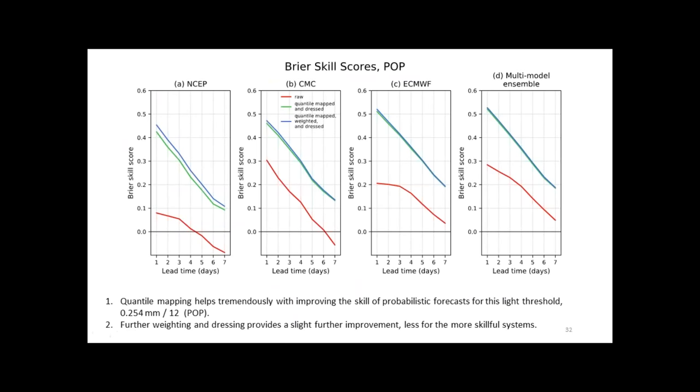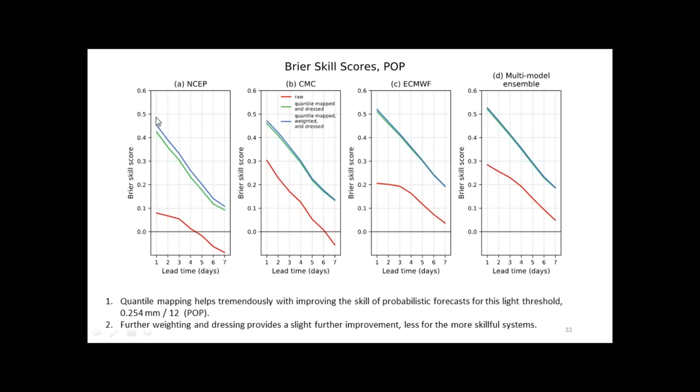So going to the results here. First of all, the skill scores of the resulting precipitation forecasts, the blue line, are after the whole process. First of all, we'll look at the light amount, a probability of precipitation of 1/4 of a millimeter. Most of our improvement has come through the quantile mapping here, less through that reweighting for the POP. You can see the post-processed NCEP system is now substantially more skillful, a big plus up in skill from the post-processing relative to the raw guidance here. Less improvement when the original systems were better themselves, the Canadian system and the European system.